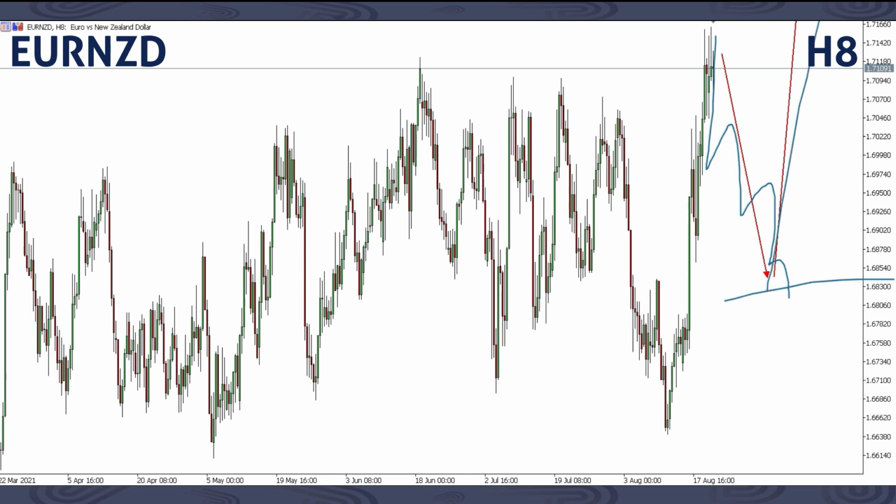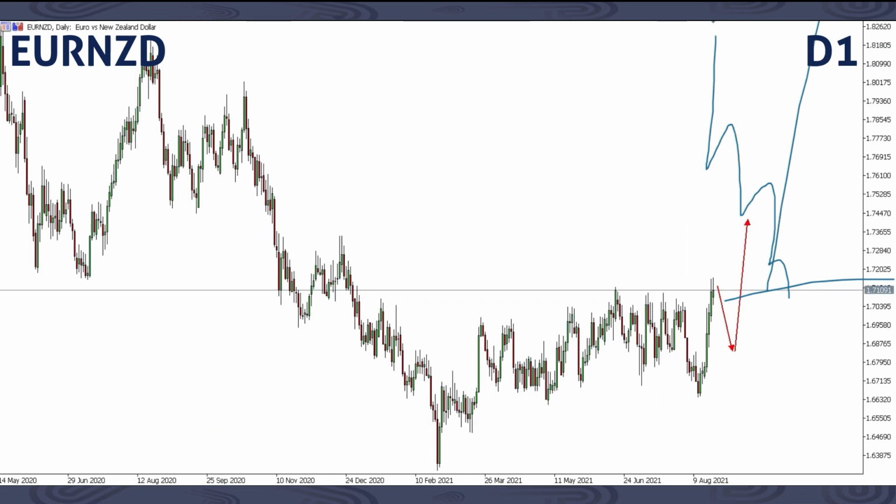Now this is on the 8-hour chart, and let me go to the 1 day. Now this is how it looks on the 1 day. Price is expected to give a pullback. That is what we're expecting on Euro NZD.